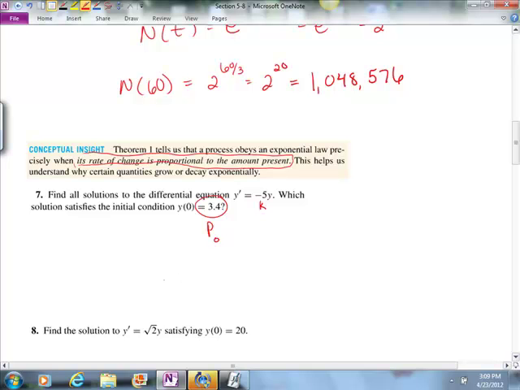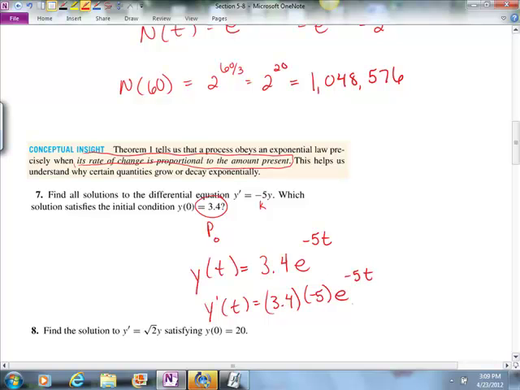So our solution to this differential equation is just going to be y of t is equal to 3.4 e to the negative 5 times t. Okay, and you can check it. If you take the derivative of this, you will get what? y prime of t will be equal to 3.4 times the derivative of e to the negative 5t, which is just negative 5 e to the negative 5t, right?